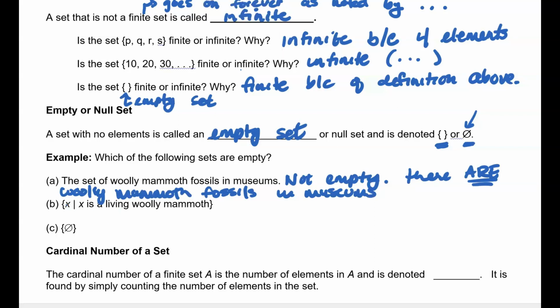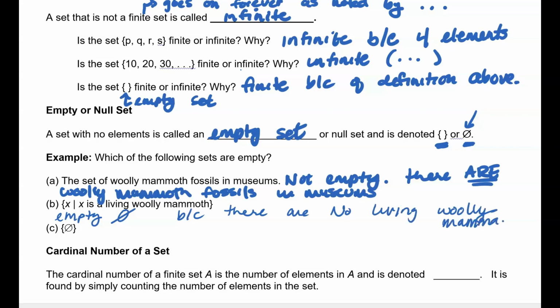Okay, the next one, all values of x such that x is a living woolly mammoth. I'm going to say this is empty. So we could just draw that symbol because there are no living woolly mammoths. Okay, and last but not least, this one's kind of weird, but you've got a set here and the empty set inside of it. So technically, we're going to say this is not empty because the set has the empty set inside of it.